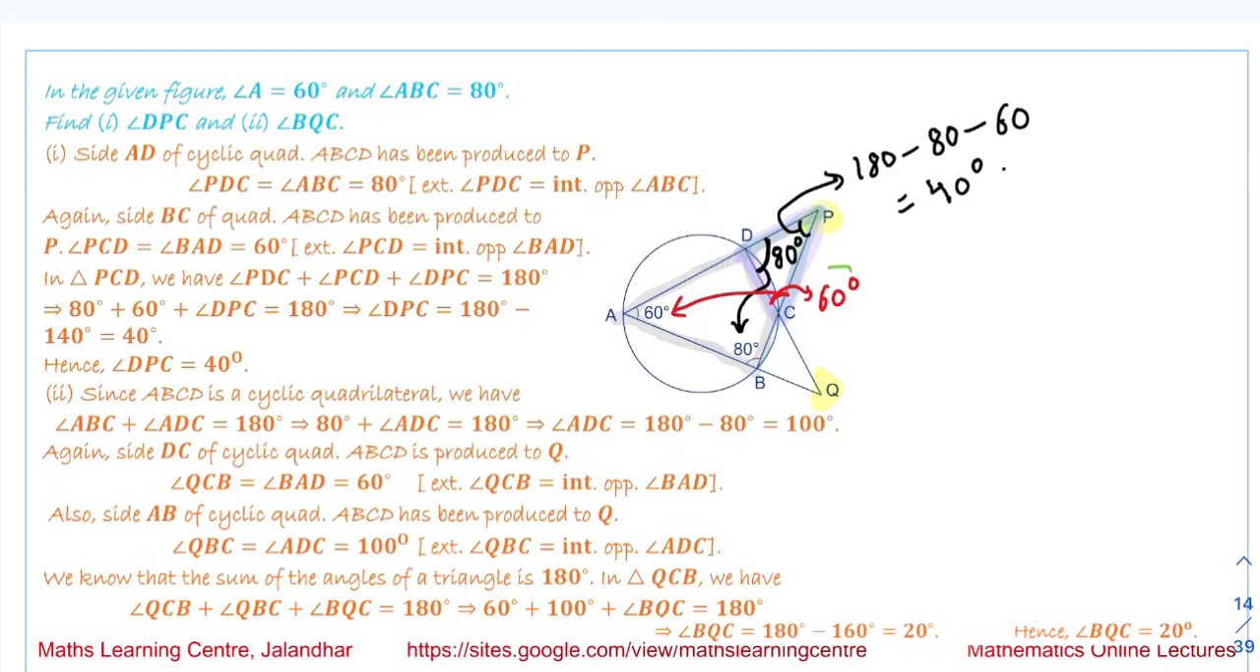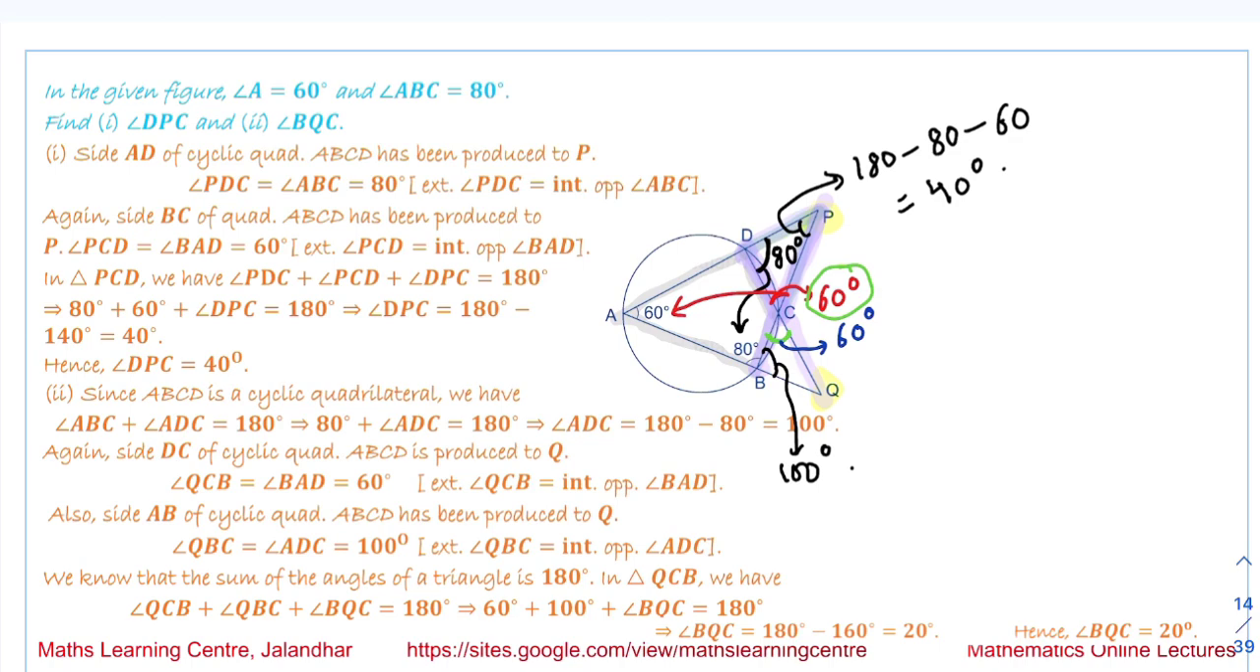Now corresponding to this angle of 60 degrees, we have this angle over here. These two lines, DQ and BP, are intersecting over here. So this angle is 60, and this angle over here is also of measure 60 degrees. Next, if this angle is 80 degrees, then the measure of this angle is 100 degrees.